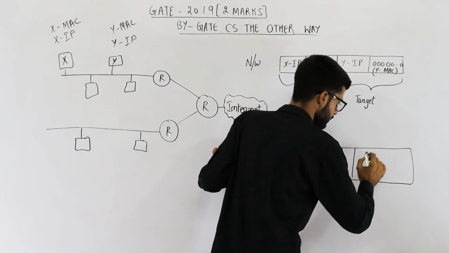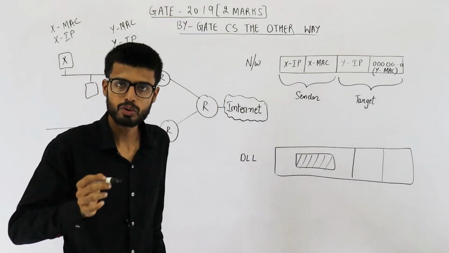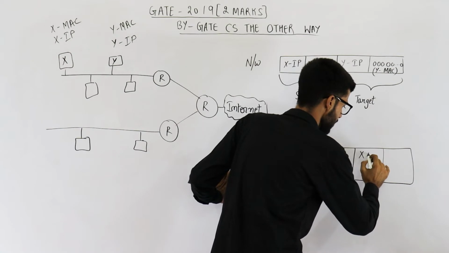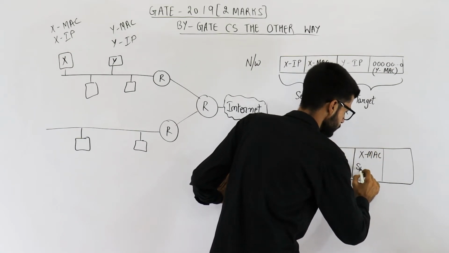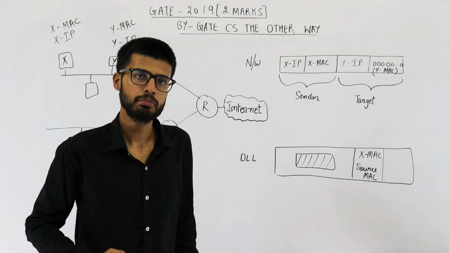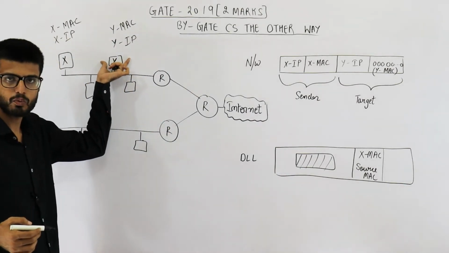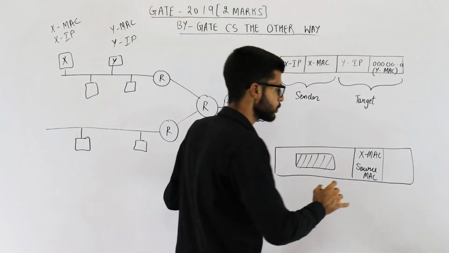Two important fields that the DLL is going to add is the source MAC address, which is X's MAC. Okay, this is the source MAC address. The destination MAC address is not known, because we want to send the message to Y, but we simply don't know the MAC address of Y. So what has to be filled here?